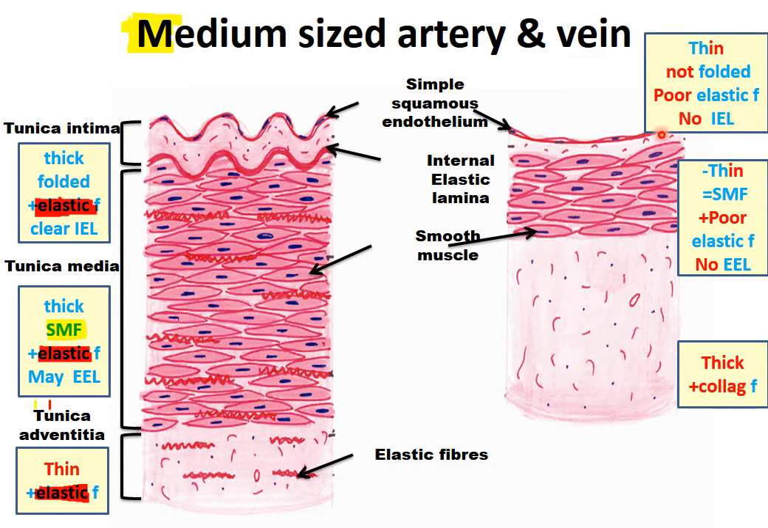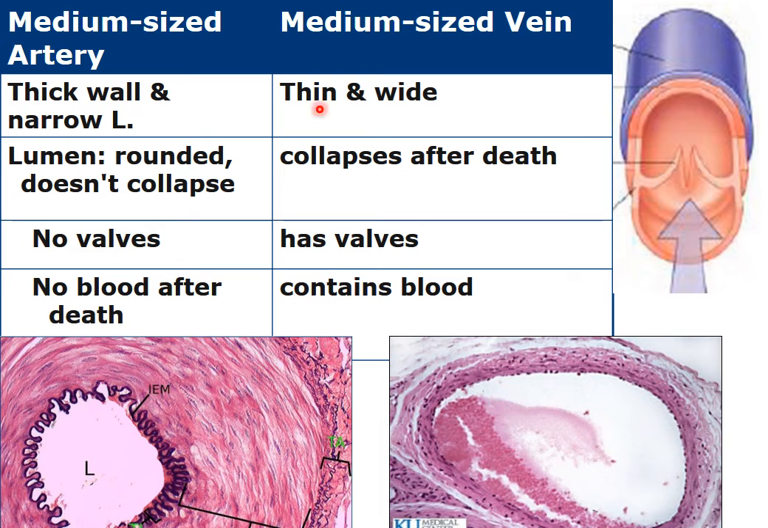What about the vein? The vein has a thin Tunica Intima, thin media, and very thick adventitia. So artery has very thick media, vein has very thick adventitia. The Tunica Intima is thin, not folded, as we have no internal elastic lamina, and the vein is also poor in elastic fiber. Media is thin, smooth muscle, also poor in elastic, and has no external elastic lamina. The main layer is the adventitia. It is thick and formed mainly of collagen fiber. This is the comparison between the medium-sized artery and medium-sized vein.